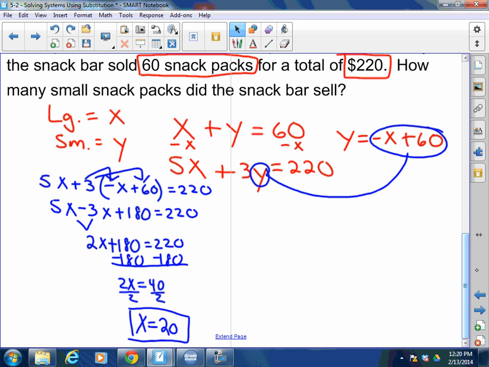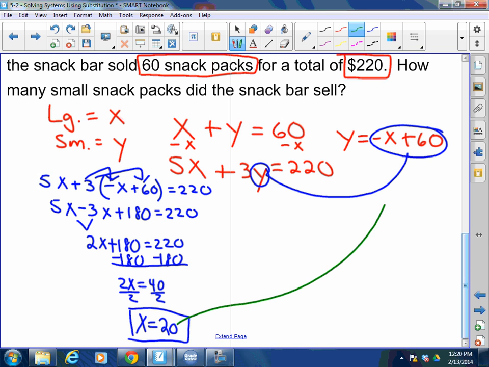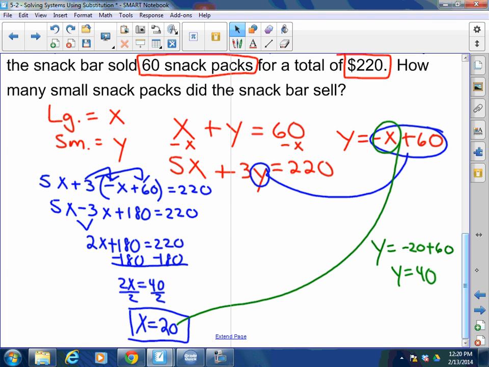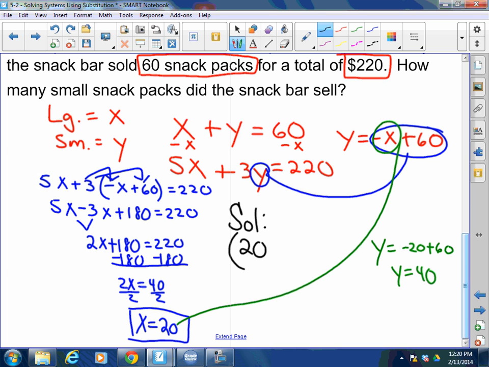Now that I know what X is, I'm going to take my value of X and plug it into the other equation to solve for Y. Y will now equal negative 20 plus 60. Y equals 40. So what is my solution this time in black? My solution is I sold 20 large snack packs and 40 small snack packs.